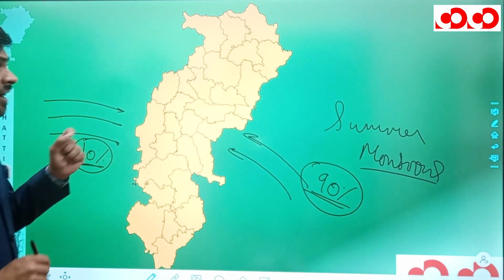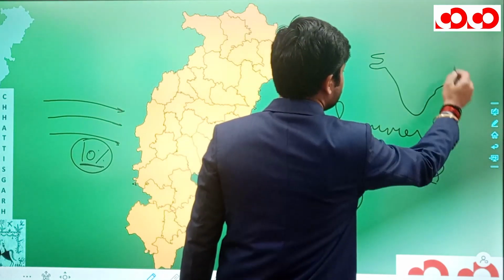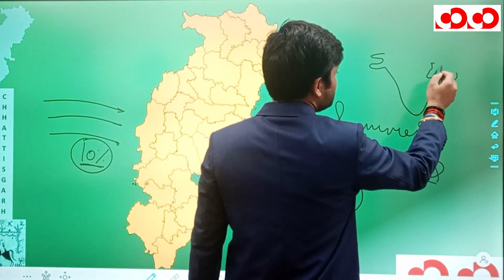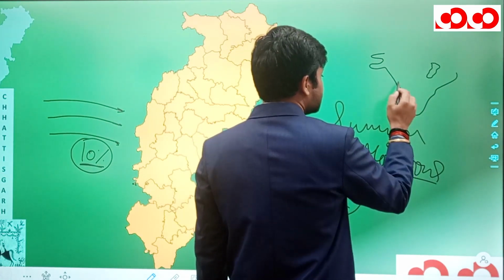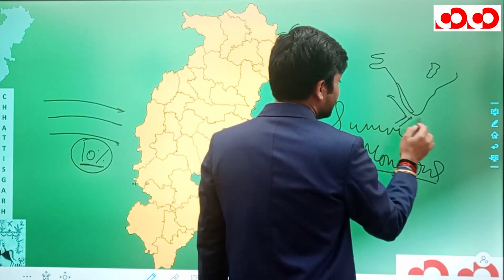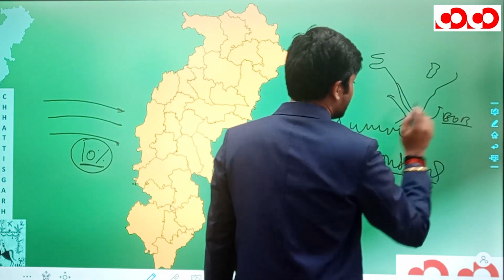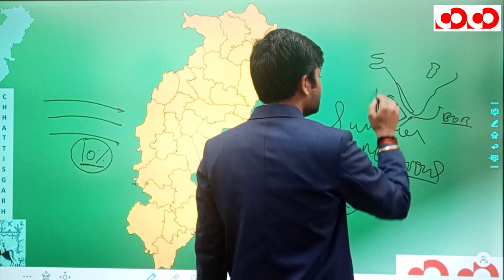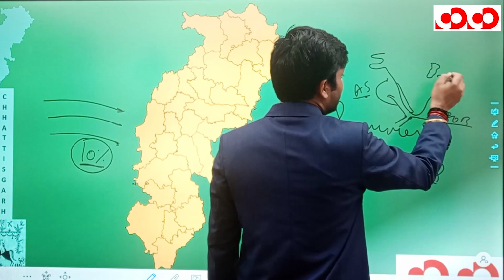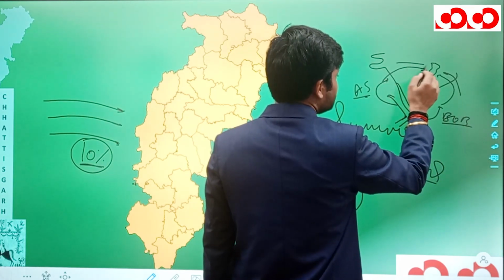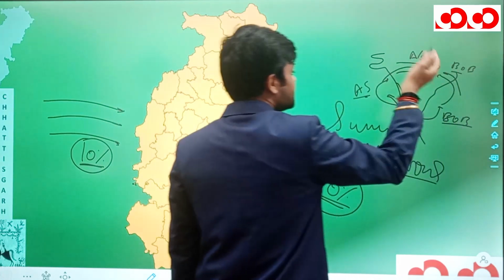Let me tell you in brief how exactly it happens. If we say this is the Indian Peninsula, and this actually happens to be our Chhattisgarh. So this southwest monsoon, when actually it strikes this Western Ghat, it actually gets divided into two branches. The branch coming along this Bay of Bengal is known as Bay of Bengal branch, and the branch which actually comes along this Arabian Sea is known as Arabian Sea branch. So this Bay of Bengal branch actually strikes the eastern part of Chhattisgarh, while this Arabian Sea branch, it actually strikes the western side of Chhattisgarh.